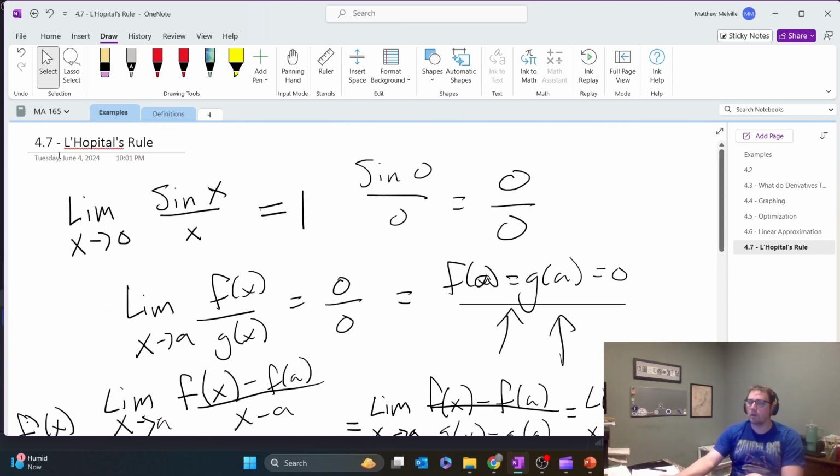You'll hear people call it L'Hospital's rule because it's how you spell L'Hopital, just minus the S. But L'Hopital is how we say it.